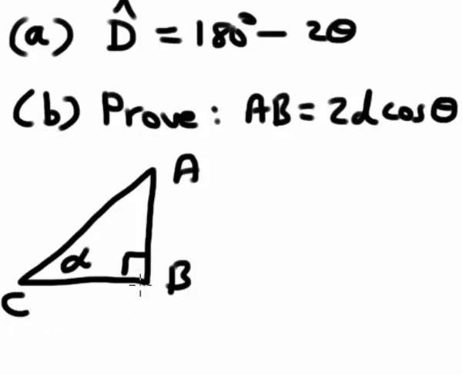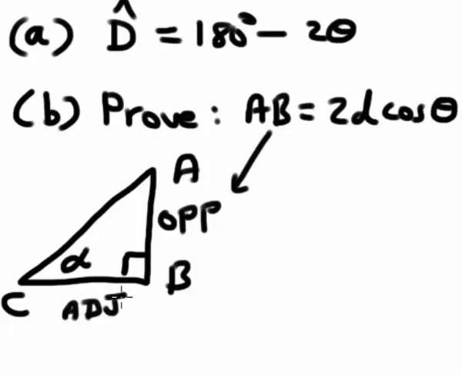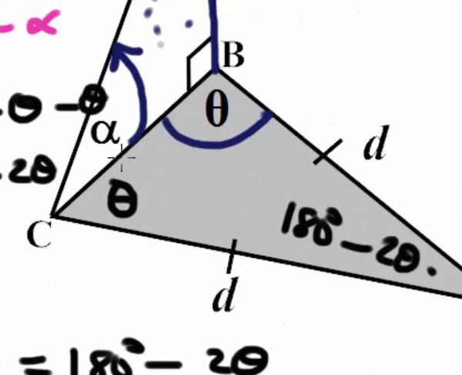Now, this is important here. If you look at this in relation to alpha, the length of AB is what we want, which is opposite. And now I'm going to connect the adjacent side, because look, CB is going to help me get into this triangle here. Do you see?